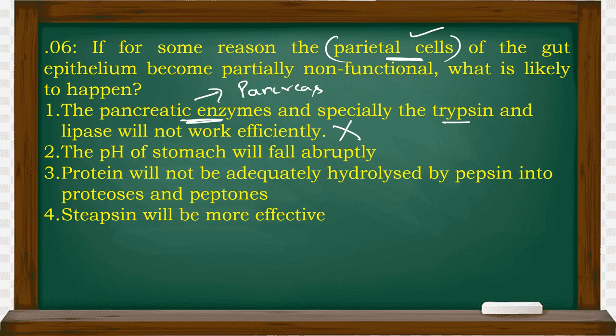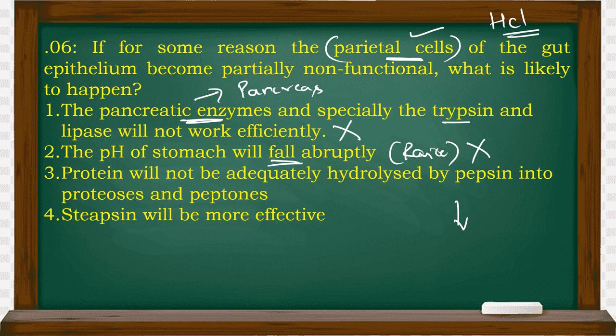And the second option says the pH of the stomach will fall abruptly. The parietal cells basically secrete HCl, which is acidic in nature. And due to its secretion, obviously the pH would fall on proper secretion. But if it is not being secreted, the pH would not fall, rather it would rise. That means the stomach would become alkaline in nature. So even the second option is not correct in respect of this question.